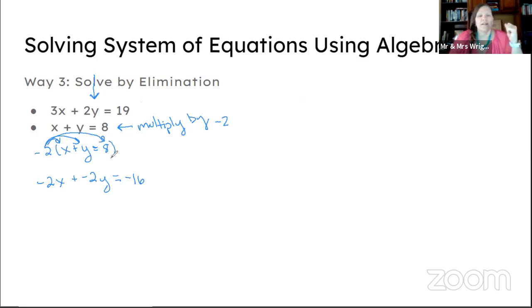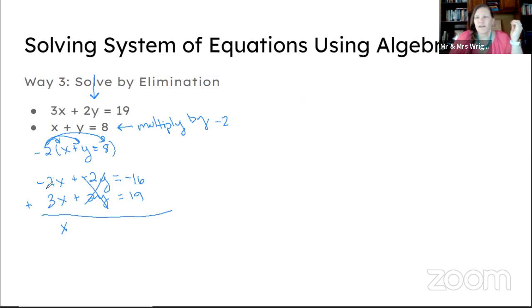I need to add it to my first equation. My first equation is 3x plus 2y equals 19. Okay, I want to add these two equations together. So my negative 2y and my positive 2y are going to cancel out. I have like terms here, x and x. So I'm going to put that right here. Negative 2 and positive 3.